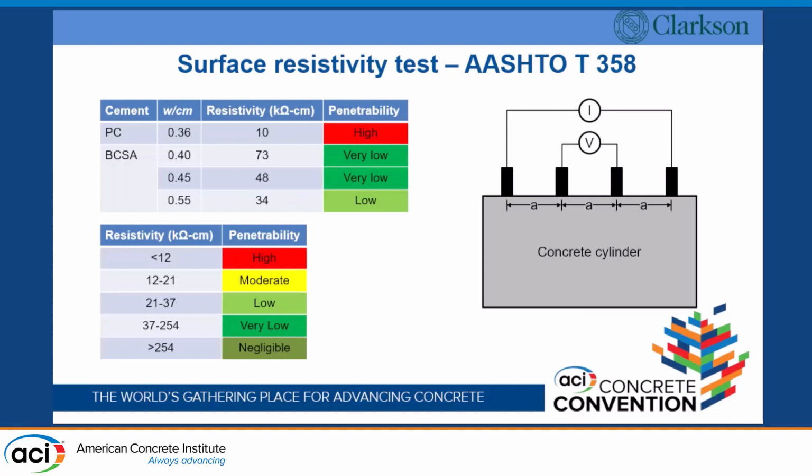As we go up to a 0.55, and remember that's comparable in compressive strength to our 0.36 Portland cement concrete mixture, we move up to low, but still perfectly acceptable from a chloride durability standpoint. We could use this in something like a bridge deck that's going to see a lot of salt, and we're going to have excellent performance from a durability perspective. Okay, so no problems here.